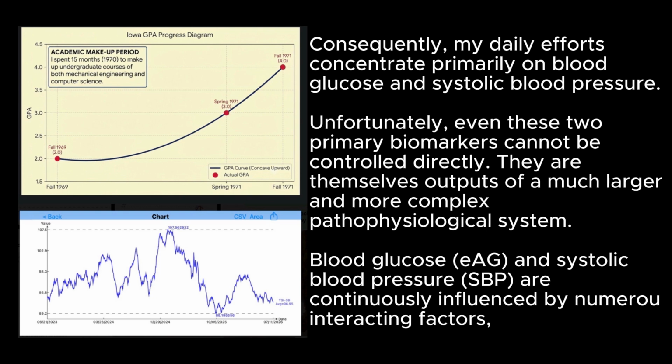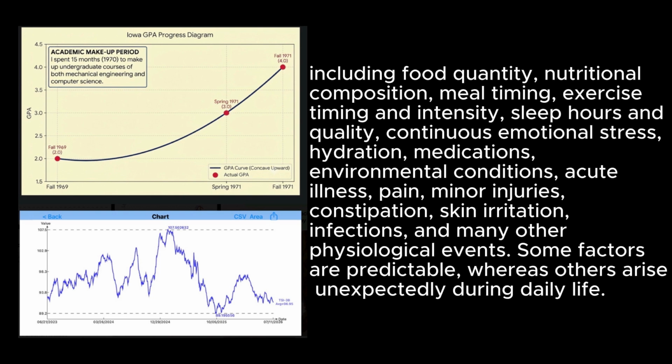cannot be controlled directly. They are themselves outputs of a much larger and more complex pathophysiological system. Blood glucose E and systolic blood pressure SBP are continuously influenced by numerous interacting factors, including food quantity, nutritional composition, meal timing, exercise timing and intensity, sleep hours and quality, continuous emotional stress, hydration, medications, environmental conditions, acute illness, pain, minor injuries, constipation, skin irritation, infections, and many other physiological events. Some factors are predictable, whereas others arise unexpectedly during daily life.